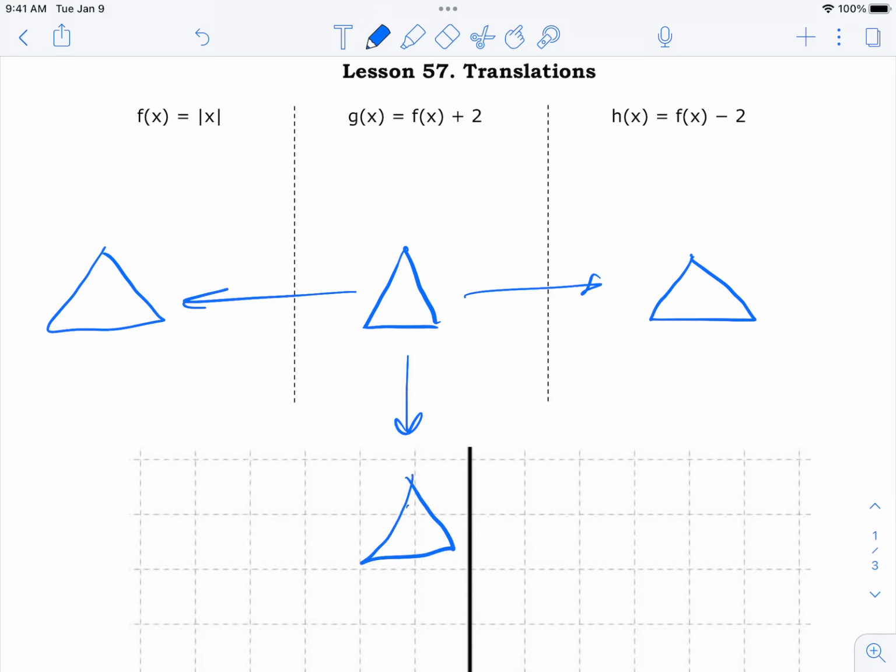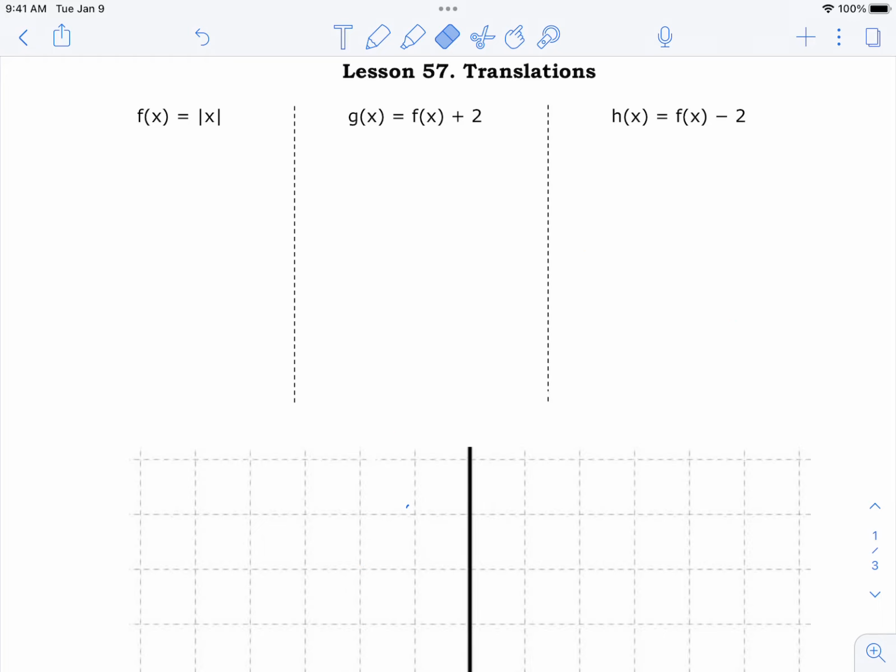It's called a translation. I'm keeping it the same shape, the same size. I'm not spinning it or anything weird. It's just exactly the same shape. I'm just moving it. That's called a translation.